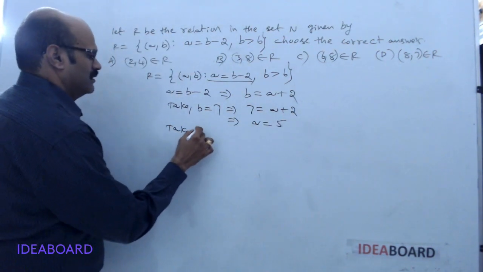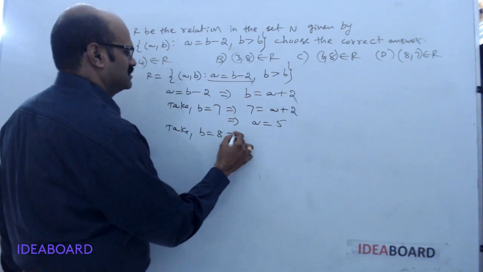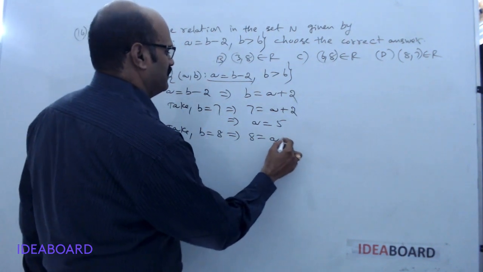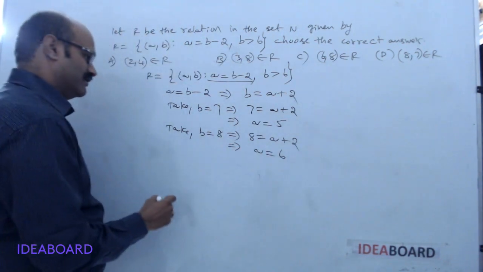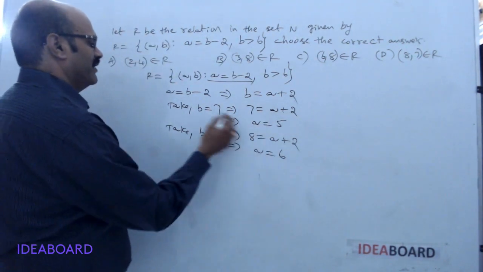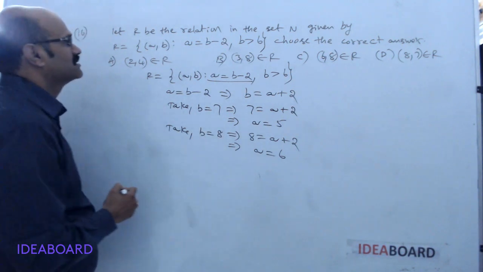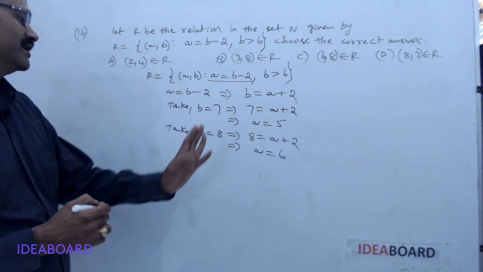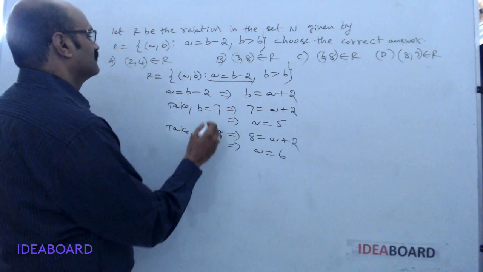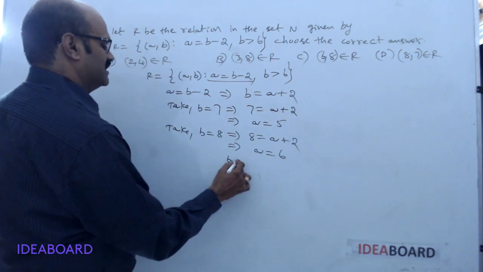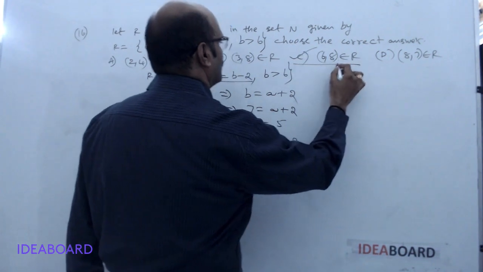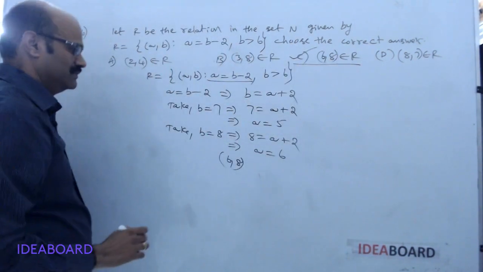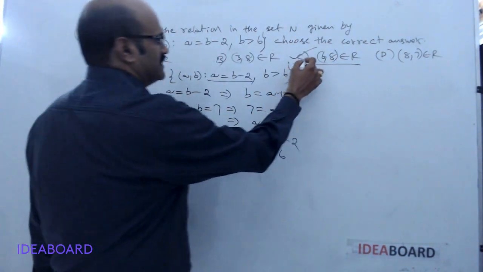Take b equal to 8. 8 equal to a plus 2, a equal to 6. Therefore, here we are getting (5, 7) and (6, 8) and so on, but here it is given as (6, 8) in the option. Therefore (6, 8) is belonging to the set R. Therefore the answer is C.